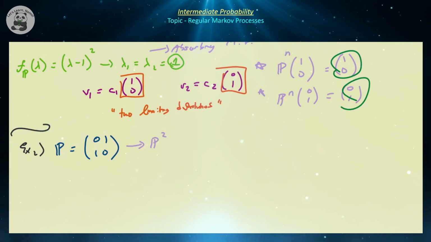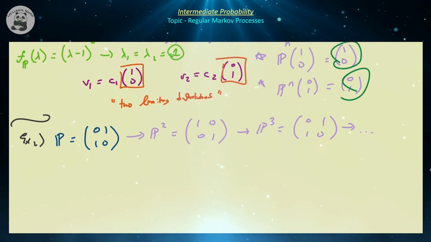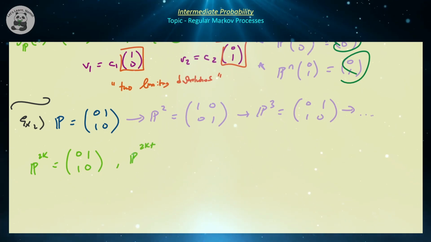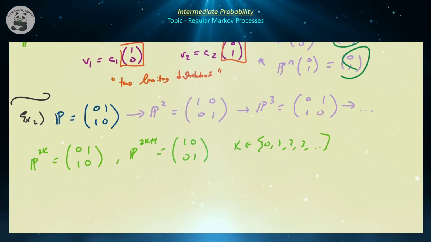If we do P squared, we're actually going to have 1, 0, 0, 1. And if you multiply P squared by P to get P cubed, you're going to see 0, 1, 1, 0. At this point, you're probably thinking, okay, now it's going to repeat. So we can generalize and say P to the 2k will be equal to 1, 0, 0, 1, and P to the 2k plus 1 will be equal to 0, 1, 1, 0, where k can belong to the set 0, 1, 2, 3, to have these recursive relations.